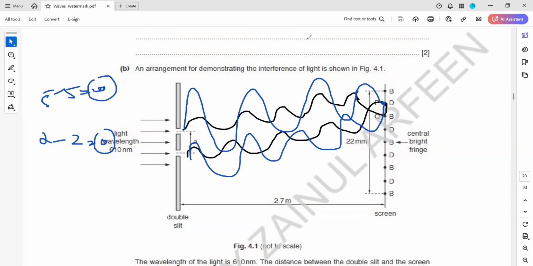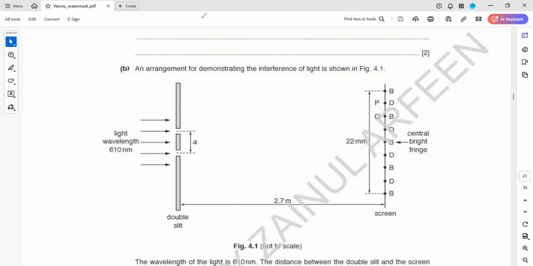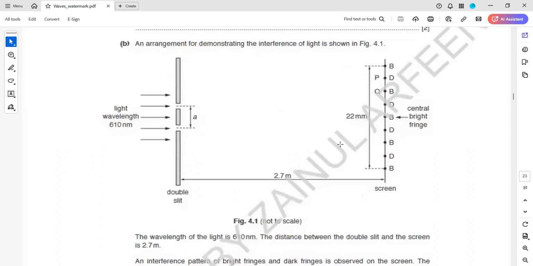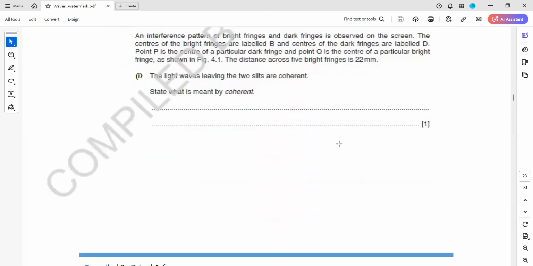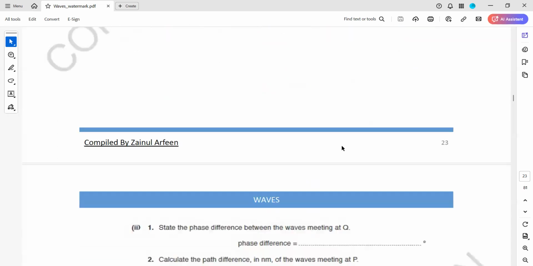So don't write that dark changes to much darker. Mention that the dark remains dark, but the bright will appear much brighter because of the high amplitude of the resultant wave.